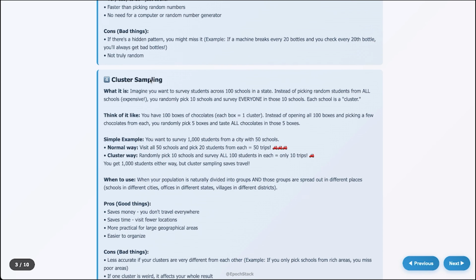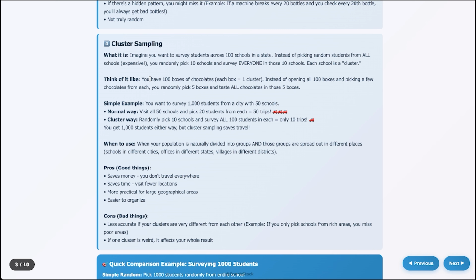Now coming to cluster sampling. So what is cluster sampling? Imagine you want to survey students across 100 schools in the state. Instead of picking random students from all the schools, which would be expensive because you have to visit all 100 schools, you will randomly pick 10 schools and survey every student from those 10 schools. So you can consider each school as a cluster.